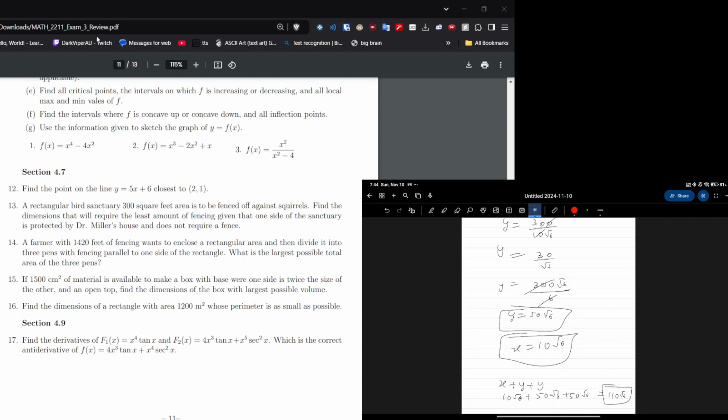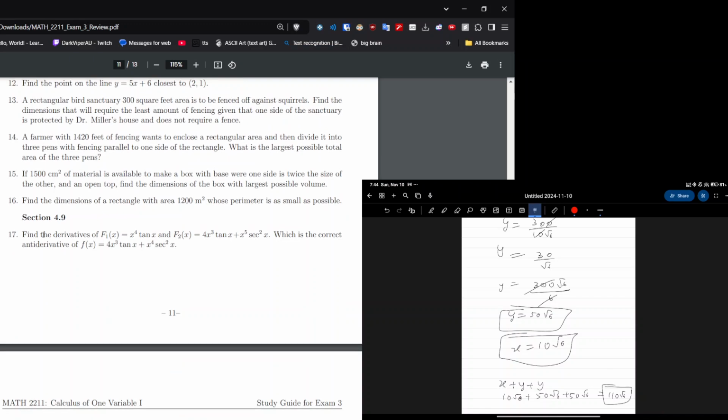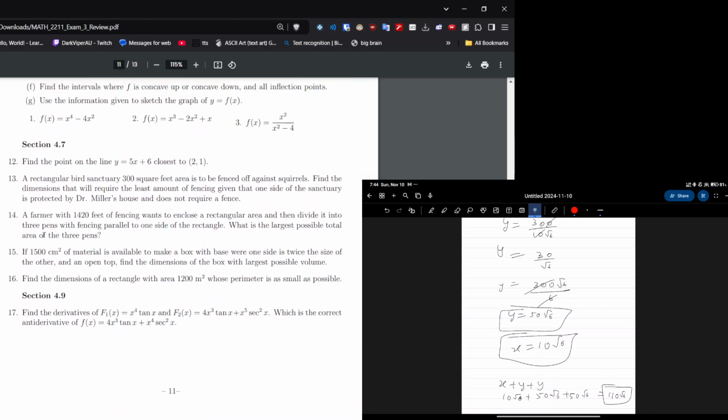Alright, so let's move forward to antiderivatives now. 45 minutes for antiderivatives. Let's see. I hope we finish it.